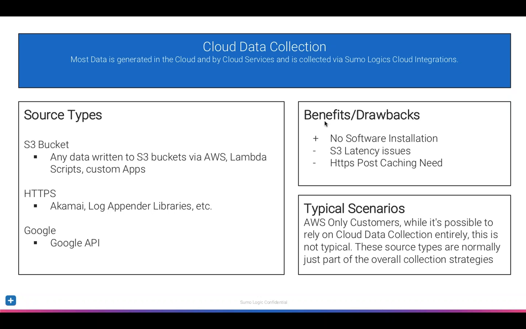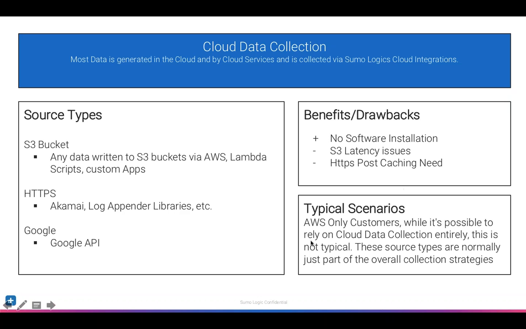This is pretty straightforward. Some of the drawbacks could be that there might be some S3 latency issues. There's really nothing we on the Sumo Logic side can do here, but there are some possible latencies. And the other drawback that might come up is that normally with cloud-to-cloud integration, you might want to set up your own caching so that you can do some things like recover when there's a failure.